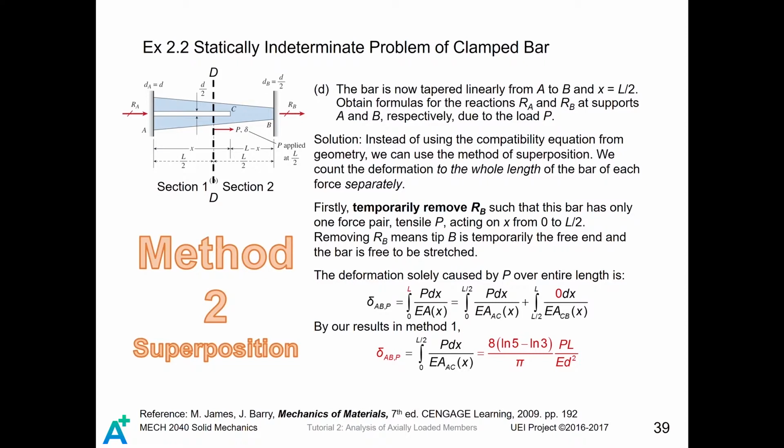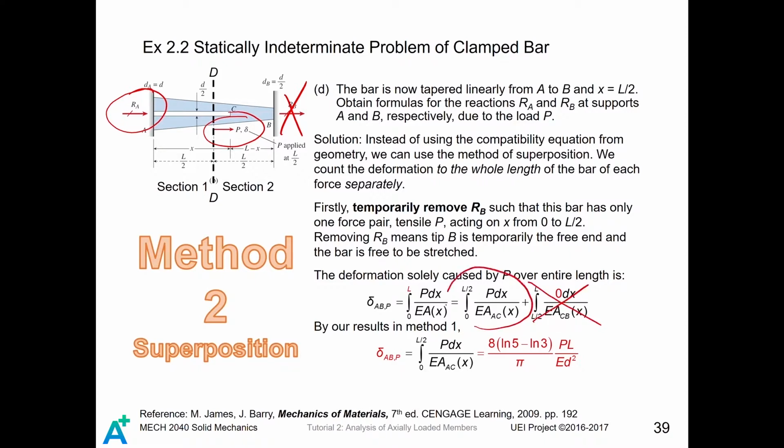In the previous method, we are mainly dealing with the structure by using the geometry compatibility. Now, we will consider solving this problem by using the method of superposition. We temporarily remove RB such that this bar has only one force pair, tensile P and RA. Then for section 1, there will be a tensile load P on it, while for section 2, there is no load acting on it. For section 1, we apply the area of AC, while for section 2, we apply the area of CB. Now, this integral will become 0.